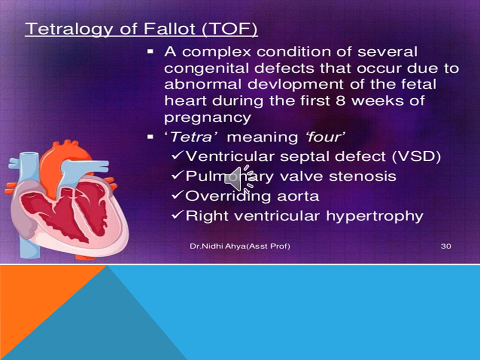From its name, Tetralogy of Fallot, tetra means 4. There are 4 abnormalities in this condition. There is ventricular septal defect, there is pulmonary valve stenosis, there is overriding of aorta.